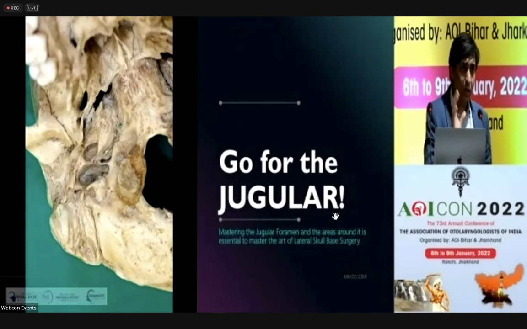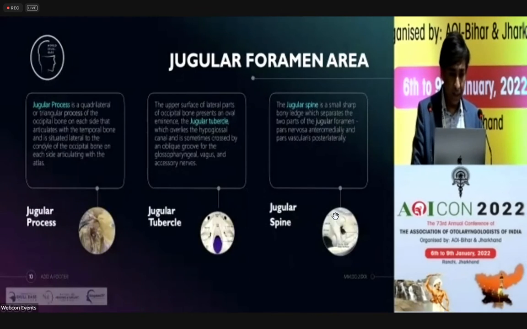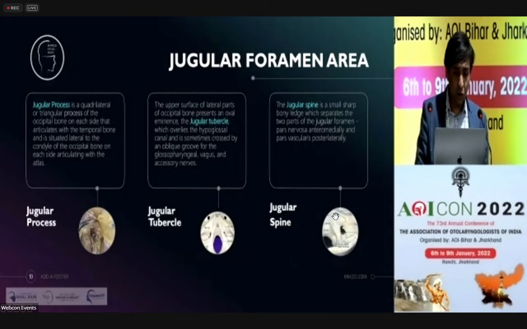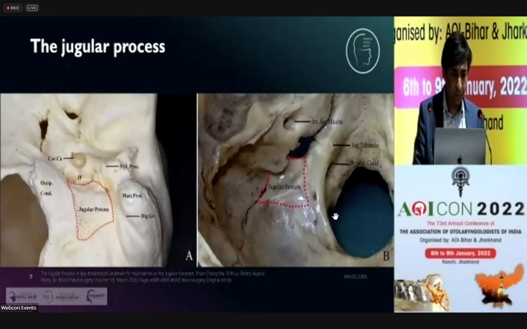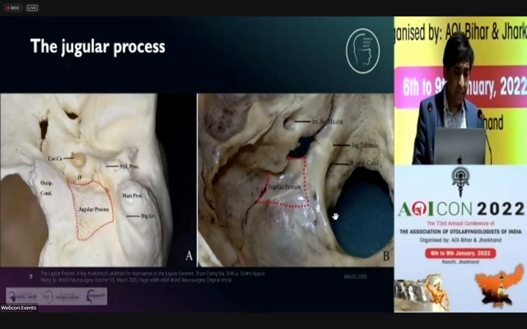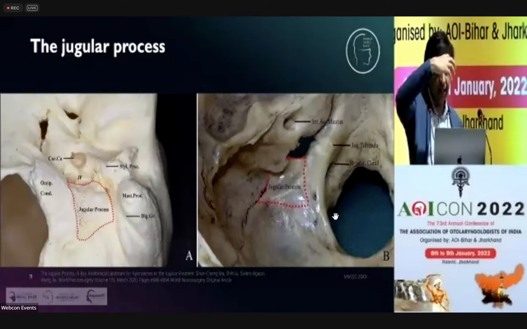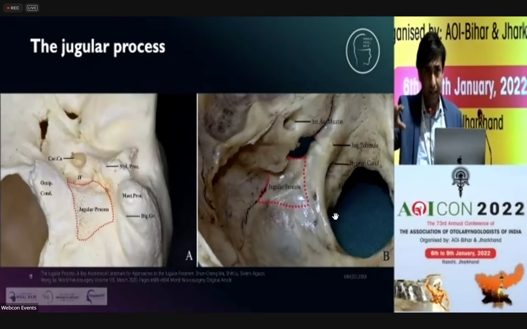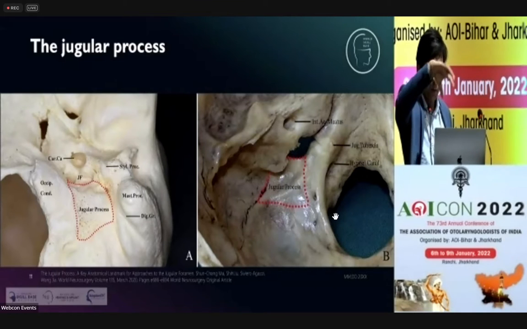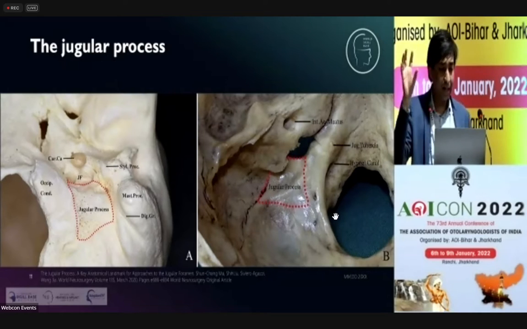And in the jugular area, remember that there are three jugular elements. One is the jugular process, the second one is the jugular tubercle, and the third one is the jugular spine. The jugular process is a flat piece of bone between the digastric ridge, that's the mastoid process, and the occipital condyle. You have to drill this. When you're identifying this, whatever is posterior to the sigmoid sinus jugular bulb complex, whatever you drill behind it to reach the occipital condyle, is the jugular process.